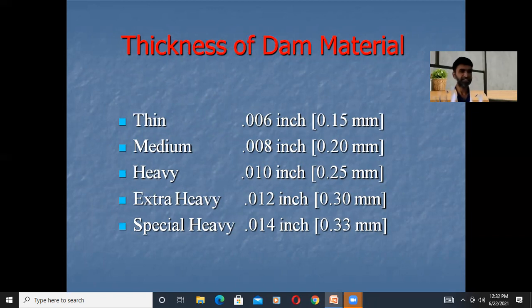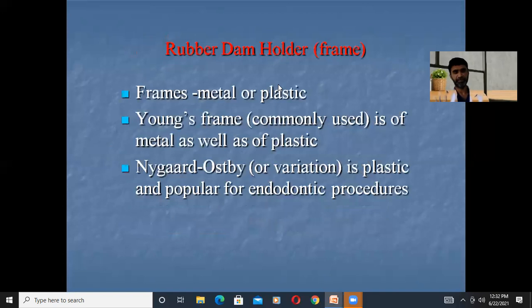It has been categorized as thin, medium, heavy, extra heavy, special heavy. Thin refers to 0.15 millimeter. Medium stands for 0.20 millimeter. Heavy stands for 0.25 mm. Extra heavy is 0.30 mm. Special heavy is 0.33 millimeter. So it depends on the procedure we want to perform.